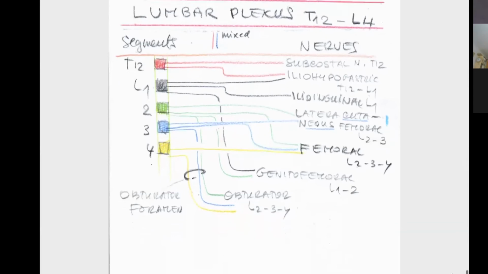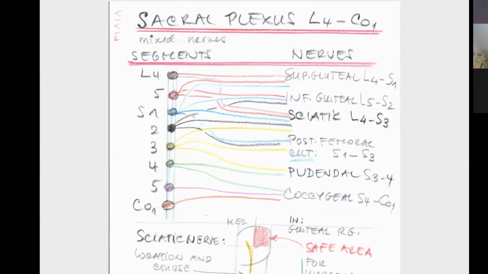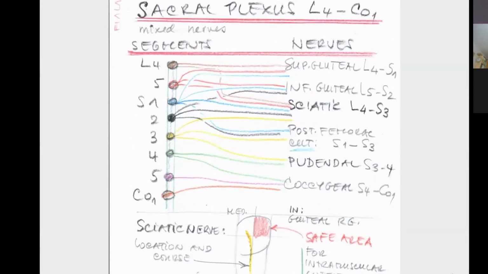Next one, and the last one, is the sacral plexus. As you see, the sacral plexus consists of the segments L4 to Co1, the first coccygeal, the only one. They are again mixed nerves, and we start the traditional way from the segments on the left side. We see the segments L4, L5, S1, S2, S3, S4, S5, and coccygeal. I used different colors. There are more nerves, so it is a little bit more complicated view, but the same way. But we start with the nerves.